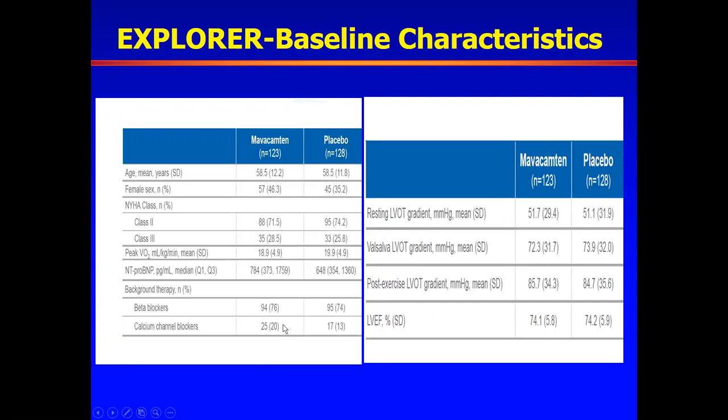Patients were not allowed to have both beta blockers and calcium channel blockers, and on top of that be randomized to the trial, one or the other. Also, patients were not allowed to be on disopyramide. The reason is the concern for the negative inotropic effects now adding up. Gradients at rest, as you see them with Valsalva, pretty high and also higher with exercise, EF normal.